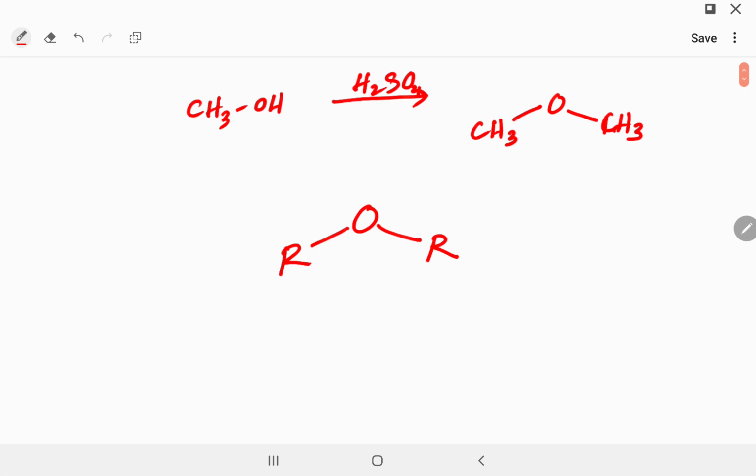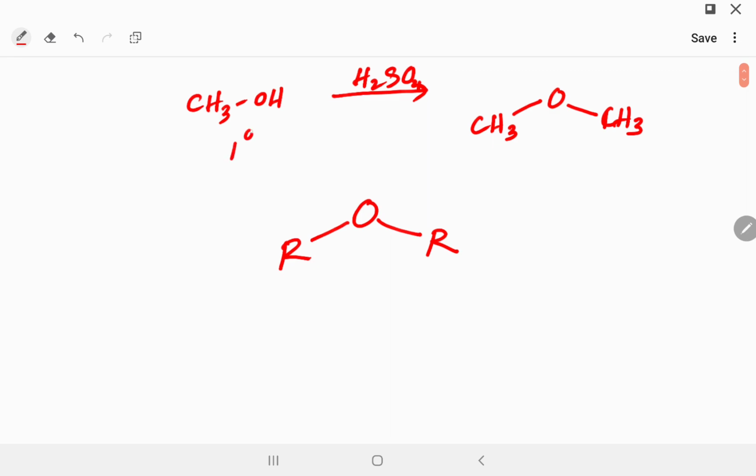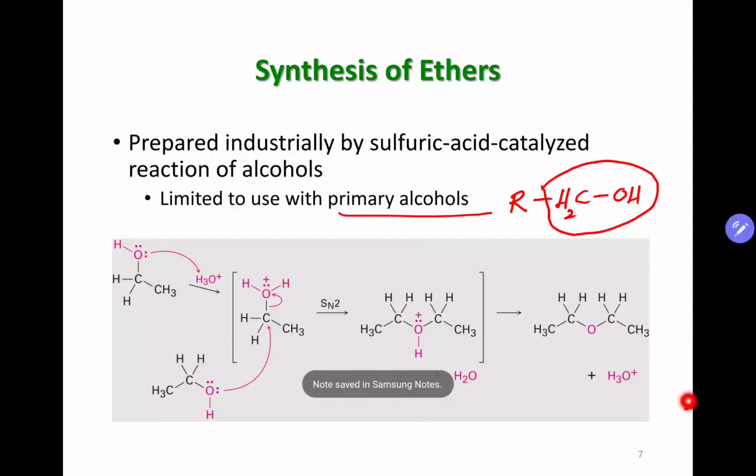If you want an asymmetric ether, this is not the way to do it. And also you can only use primary alcohols. Those are the two limitations of this reaction. All right, so let's go to the next slide.